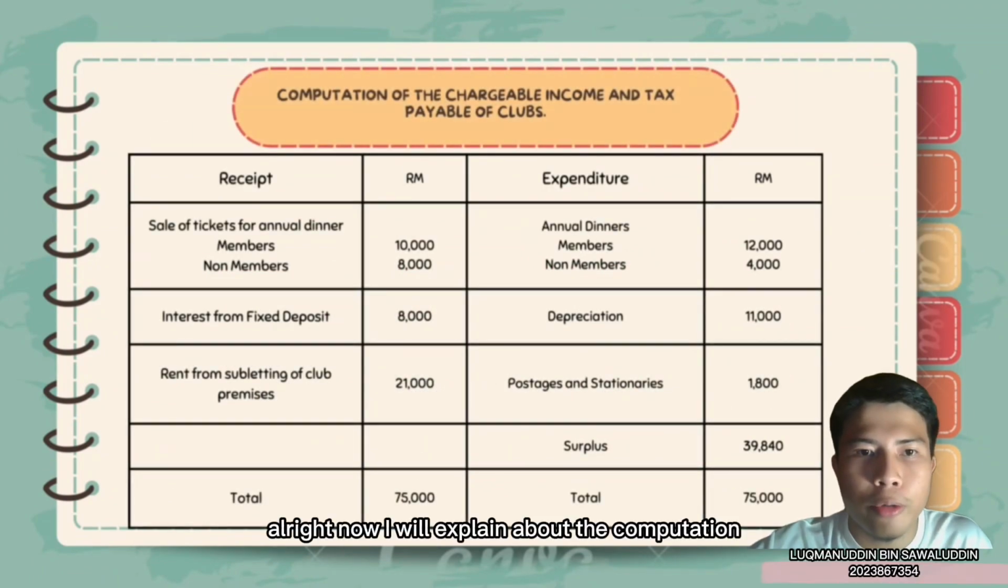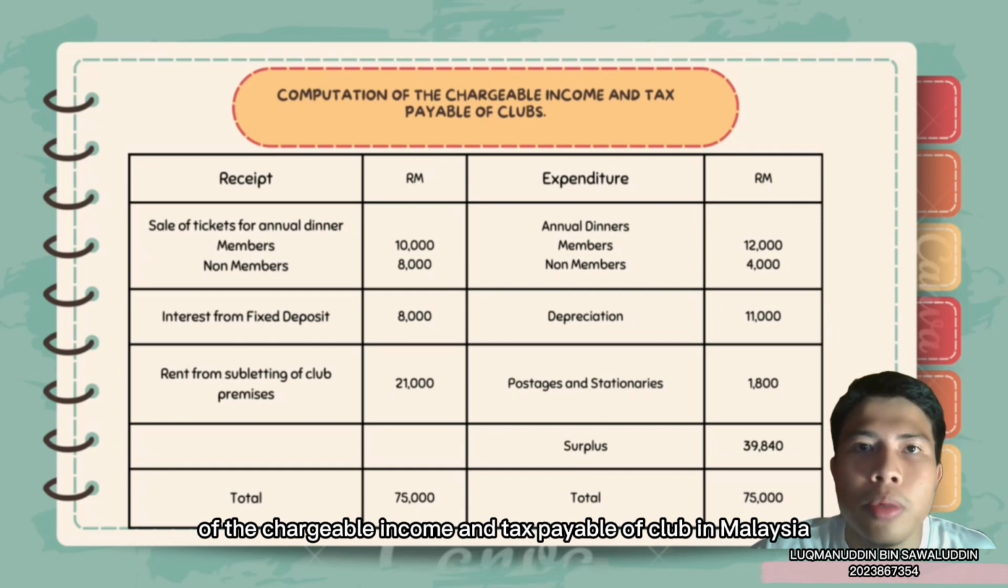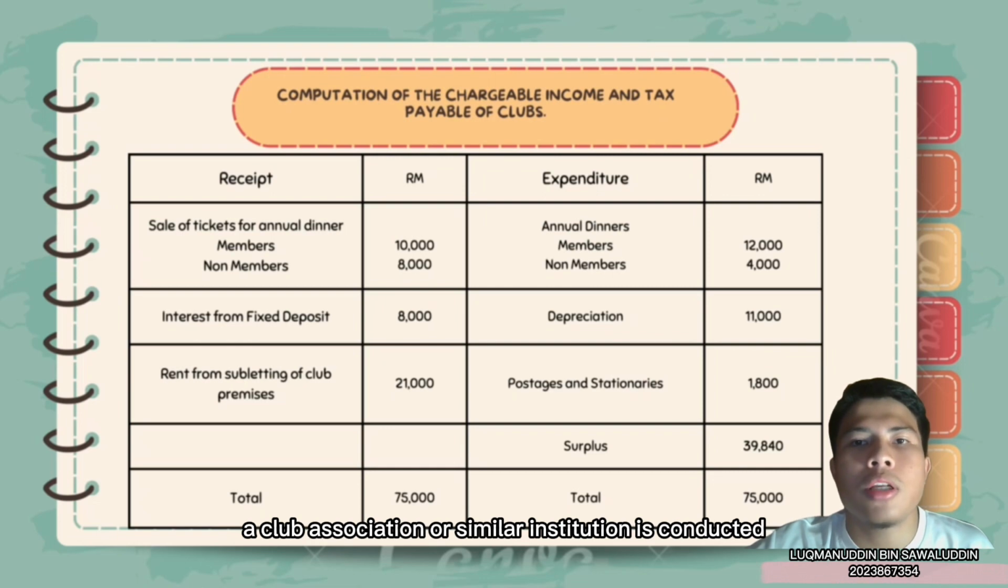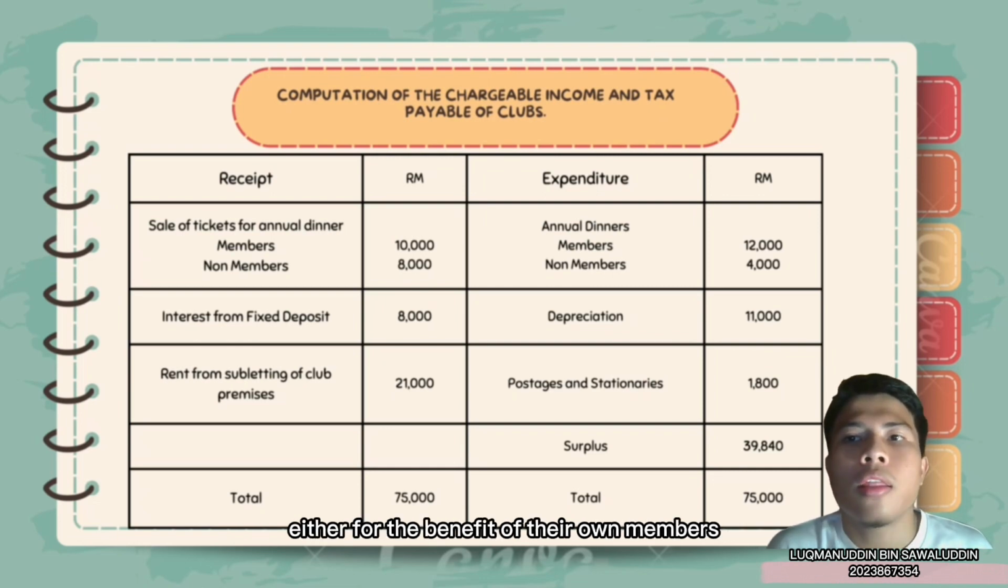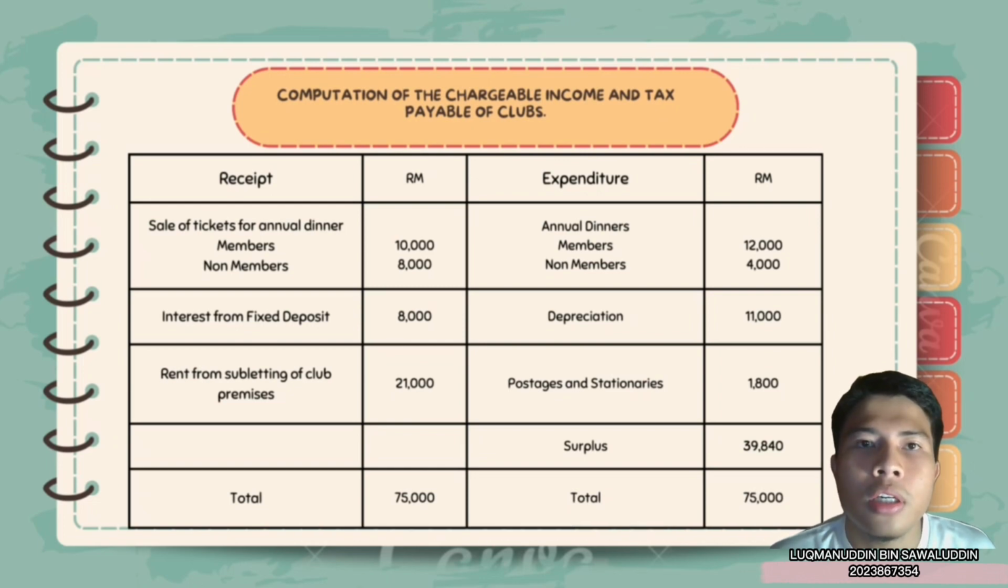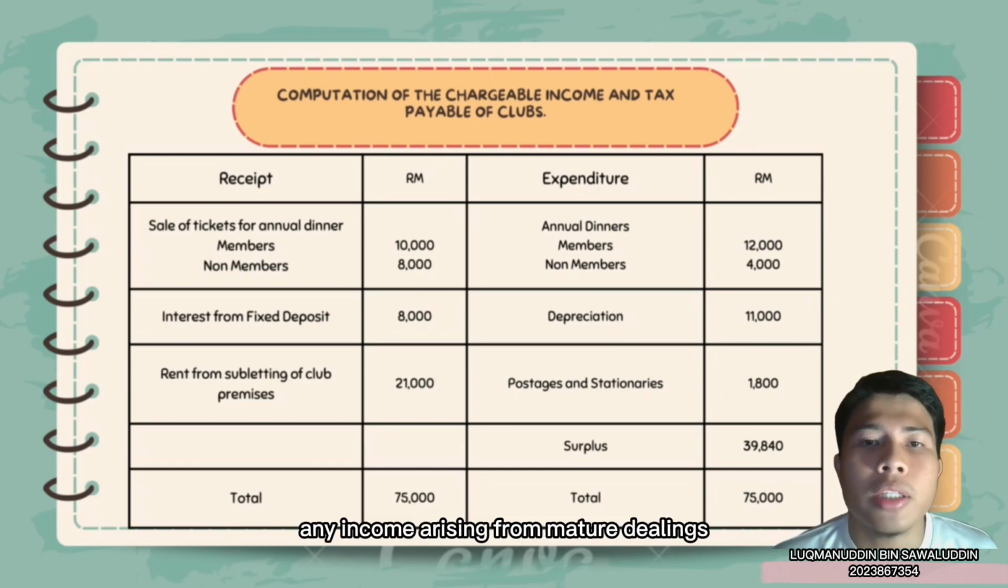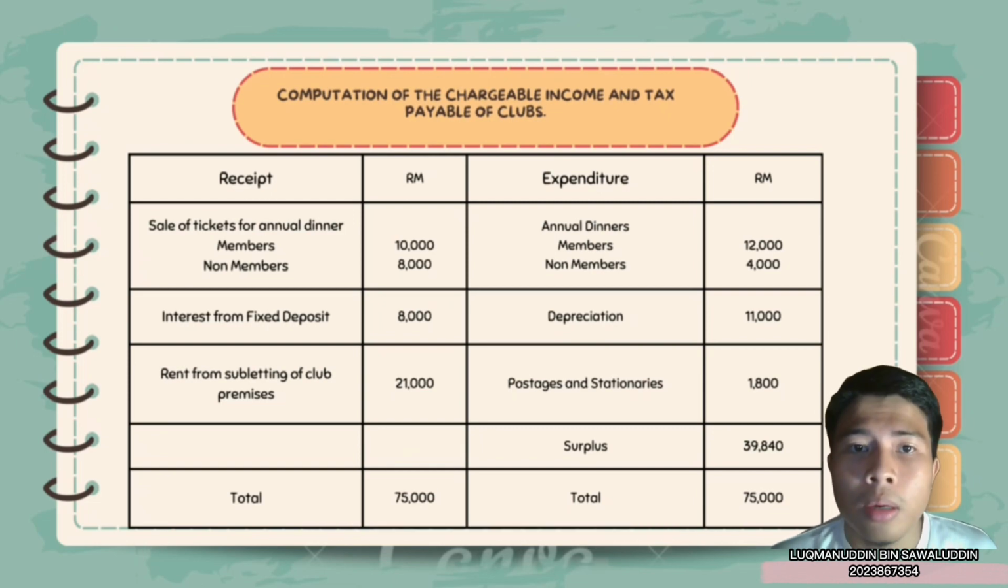Alright, now I will explain the computation of the chargeable income and tax payable of a club in Malaysia. A club, association or similar institution is conducted either for the benefit of its own members or for the public interest. If a club, association or similar institution is meant for the benefit of members only, any income arising from mutual dealings with the members is not subject to tax.